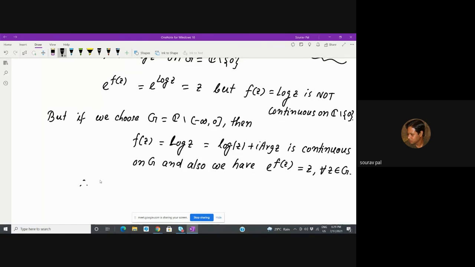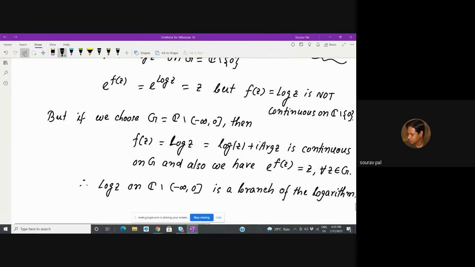Therefore, the principal logarithm on this set is a branch of the logarithm. So we have at least one example of a branch of logarithm.